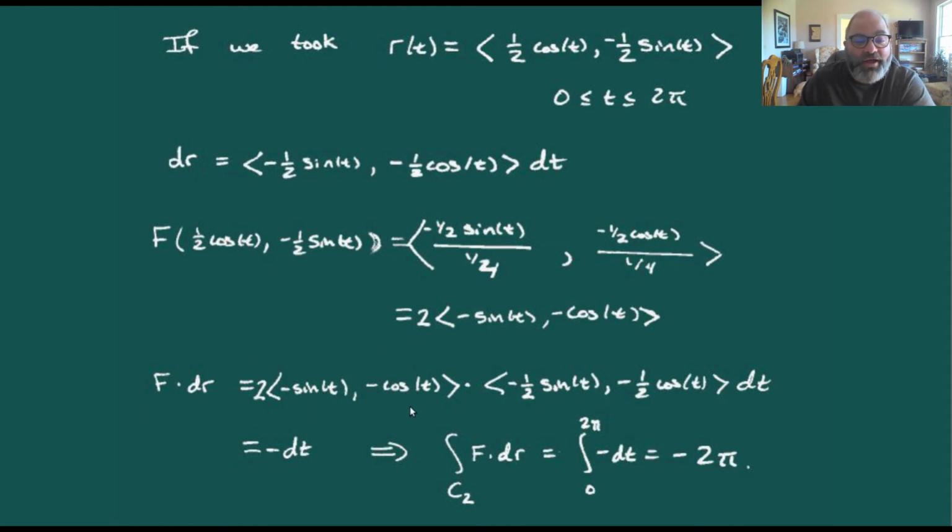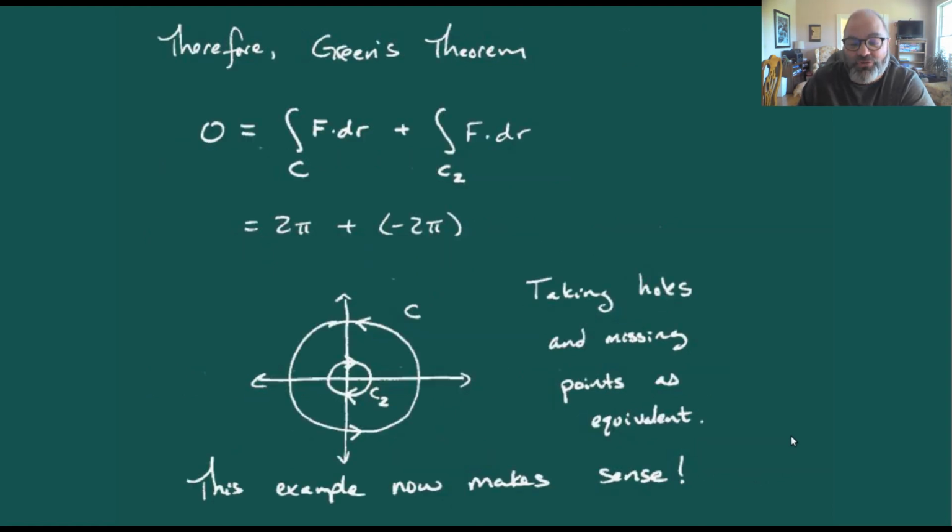Doing our f dot dr, we get 2 times this one dotted with our minus 1/2 sine, minus 1/2 cosine. The 1/2s cancel with the 2, and sine squared plus cosine squared just gives us a minus dt. So if we do our integral over C2 now, from 0 to 2 pi of negative dt, we just get a negative 2 pi.